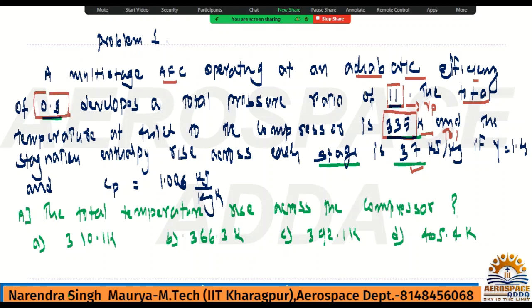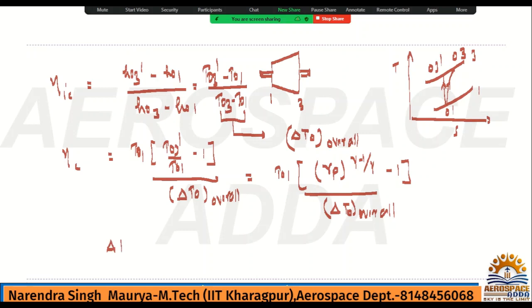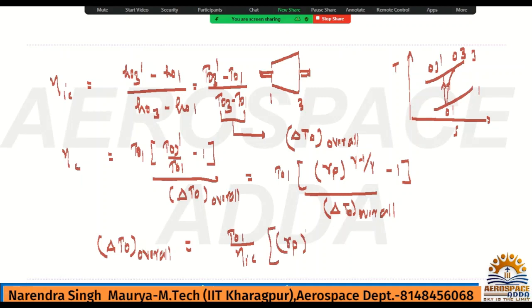So what you can calculate here is the total temperature rise. The total temperature rise is nothing but delta T0 overall, which is T01 by eta IC in brackets, RP to the power gamma minus 1 by gamma, minus 1. If you check, T01 is given, I think, 335. So if you keep all the data here, 335 divided by the efficiency, which they have given as 0.9, in brackets RP is 11 to the whole power of this.